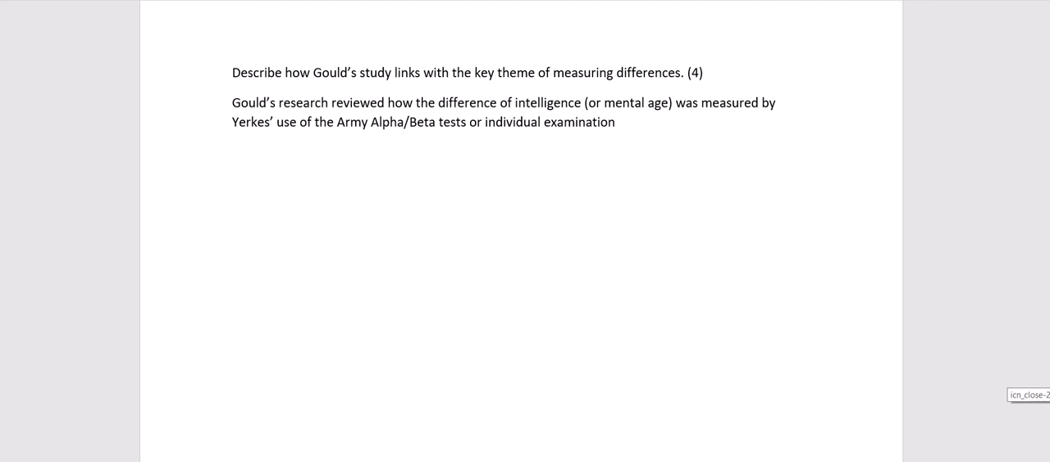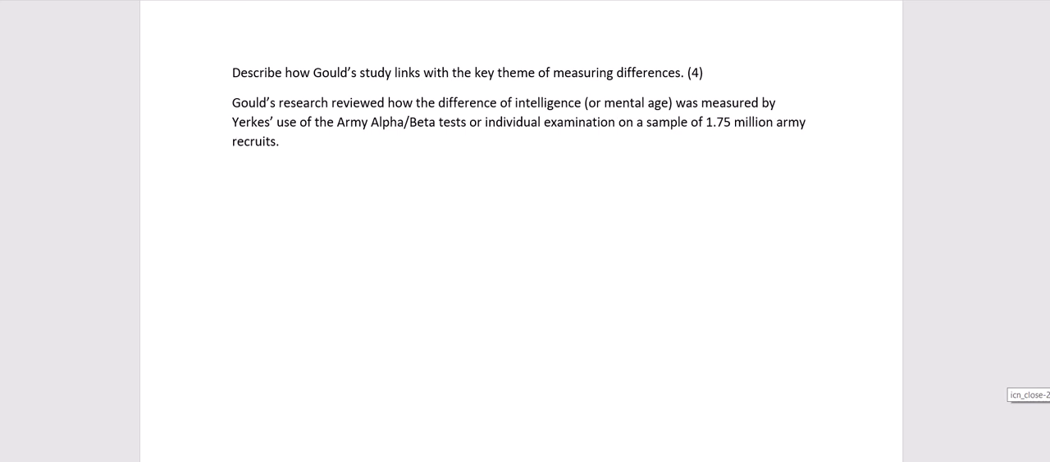So next here I have done the how part. So I've actually talked about the tests used. So I've just built on top of the what here. So Yerkes' use of the Army Alpha or beta test or individual examination. So I've given the names of the tests that were used as the how part, okay? If you had just put IQ tests or intelligence tests or something as vague as that, you would lose a mark here. So in order to get the mark for the how part, you need to be as specific as giving the names of the tests used.